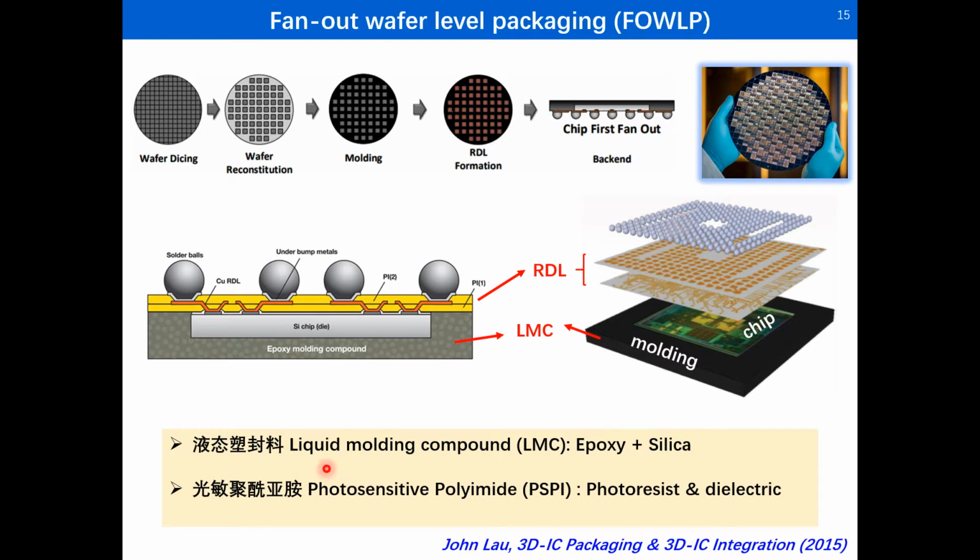There are two very important package materials in this process: liquid molding compound, used to mold the dies into a new wafer; and photosensitive polyimide, or PSPI. On one side, it is used as photoresist to fabricate patterns for copper interconnects. On the other side, it is used as a low-k dielectric and will be preserved in the product.